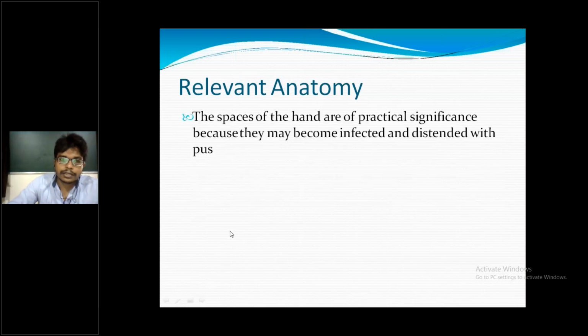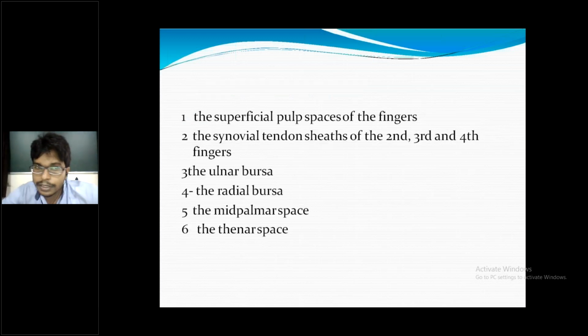The hand is one of the important organs. Relevant anatomy: maybe you have studied anatomy recently only. Anyway, I will go through it. The spaces of the hand are of practical significance because they may become infected and distended with pus. See these, these are some spaces in your hand.